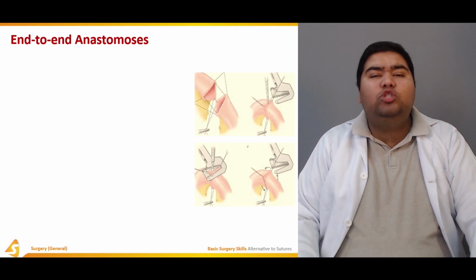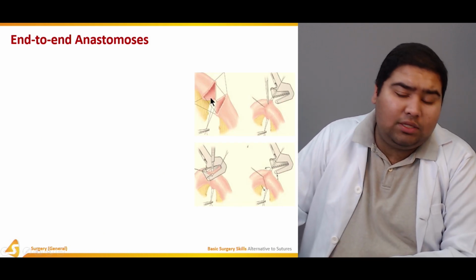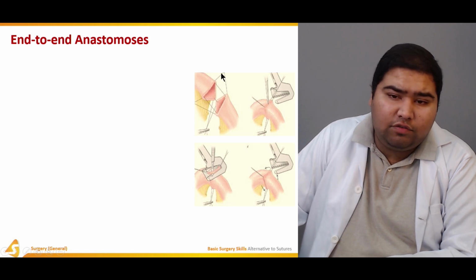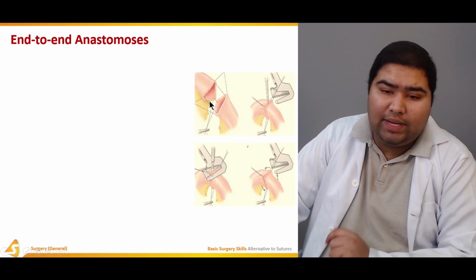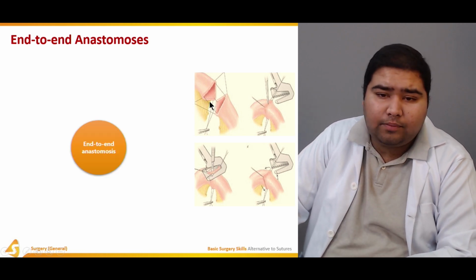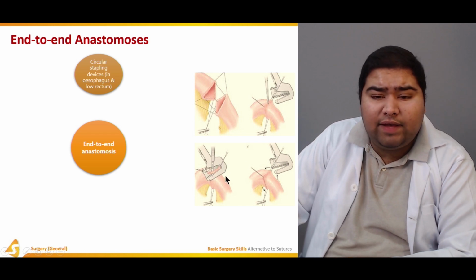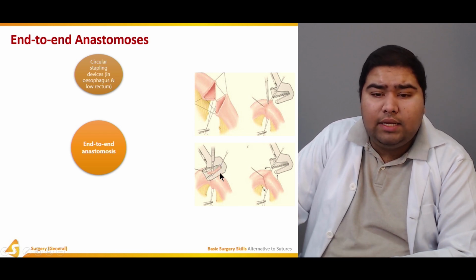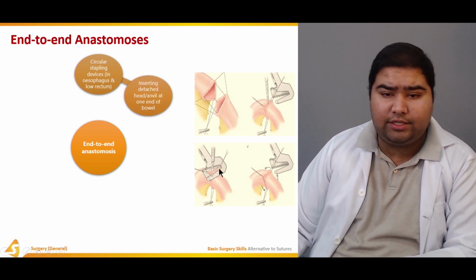Let's talk about end-to-end anastomosis now. So these are 2 tubes, the ends of 2 tubes that are being brought together. So there's end-to-end anastomosis here. So in end-to-end anastomosis, this is the circular stapling device. Here you can see. Now, it is used in the esophagus and the lower rectum.